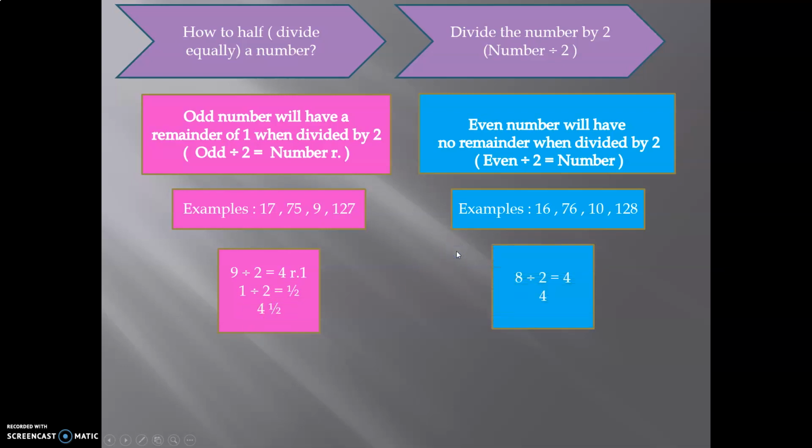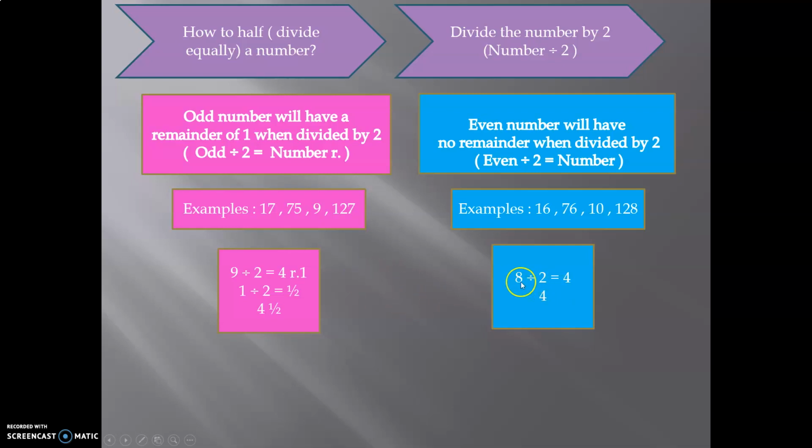Let's take a look at the even number. 8. And take care, 8 is smaller than 9 by 1. When you divide 8 by 2 it equals 4. It means if you have 8 apples and you want to share them equally between 2 of your friends, each one will get 4 apples. But does anything remain with you? No.